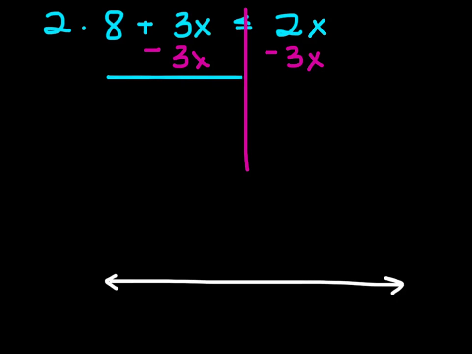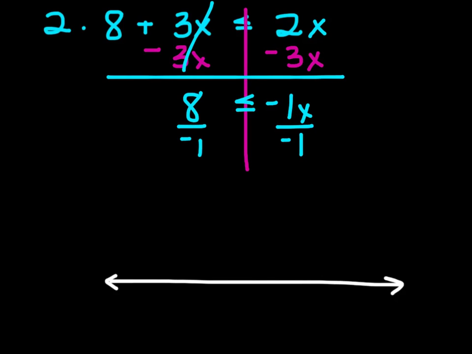Alright, once I bring everything down, this cancels out, so I have 8 is less than or equal to 2x minus 3x is a negative 1x. Now last step here would be to divide both sides by a negative 1. Here's where it gets a little interesting.